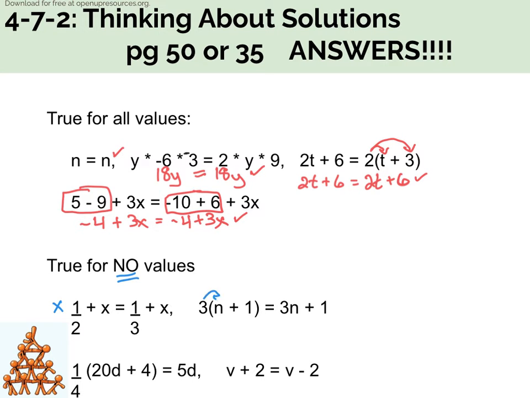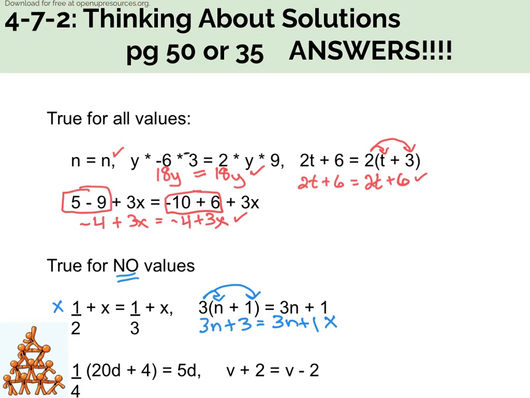Let's multiply in our 3. So 3 times n is 3n. And then let's do 3 times 1. That is 3. And then the right-hand side was the same. Is 3n plus 3 equal to 3n plus 1? Are those equal? Does that make sense? Is that true? No, it's not. That's why it's true for no values.